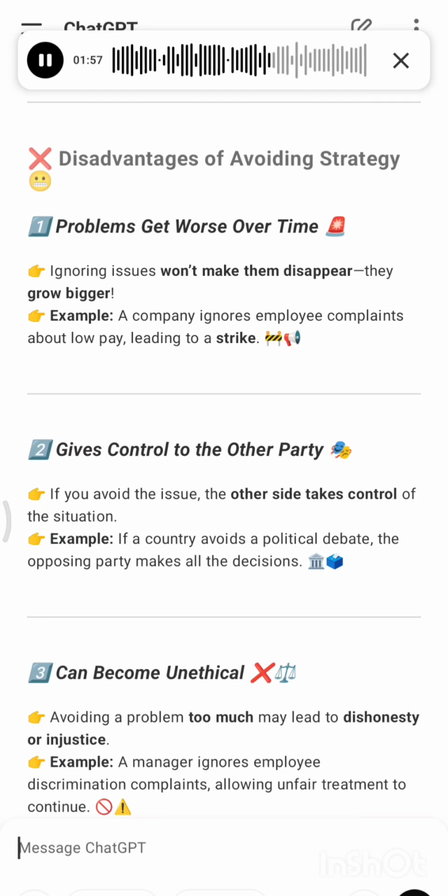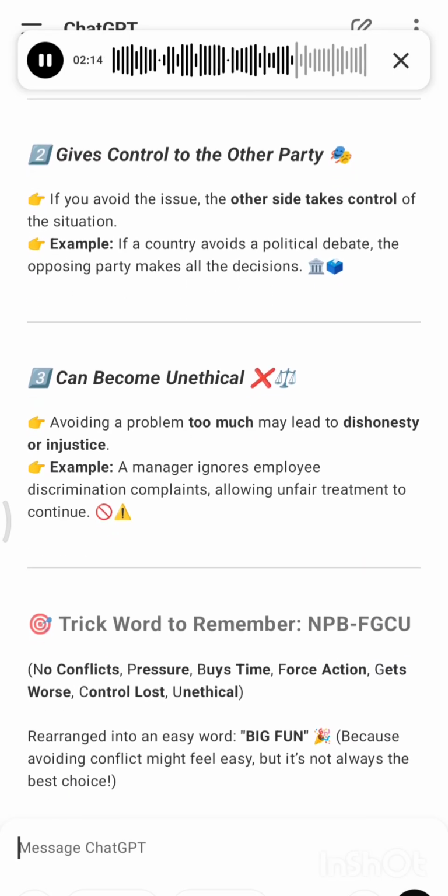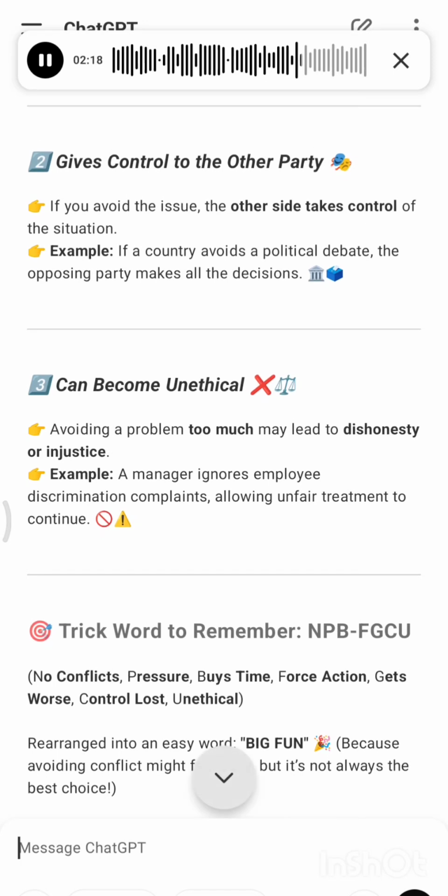2. Gives control to the other party. If you avoid the issue, the other side takes control of the situation. Example: if a country avoids a political debate, the opposing party makes all the decisions. 3. Can become unethical. Avoiding a problem too much may lead to dishonesty or injustice. Example: a manager ignores employee discrimination complaints, allowing unfair treatment to continue.